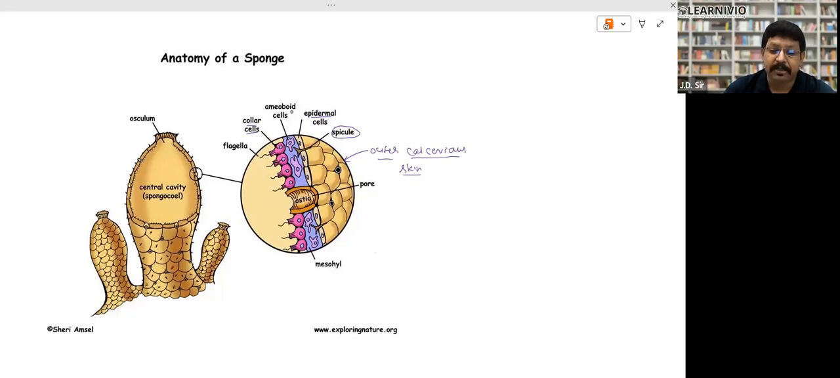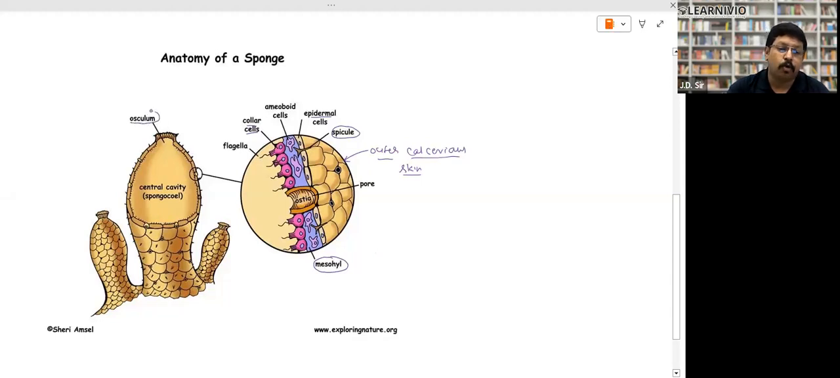Between the epidermis and collar cells, there is a liquid kind of layer that is called mesohyl. I have told you about mesoglea. This is not a layer. Why? Because they are diploblastic, not triploblastic. There are two types of animals, diploblastic and triploblastic, right? So this is the outer calcareous skin. There are spicules, outer epidermis, middle layer, inner collar layer, right? So this is their body, and this is the osculum.